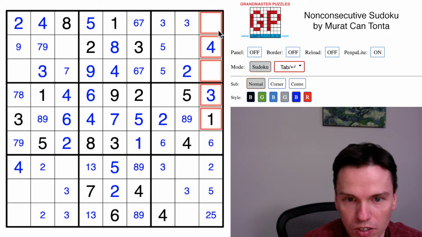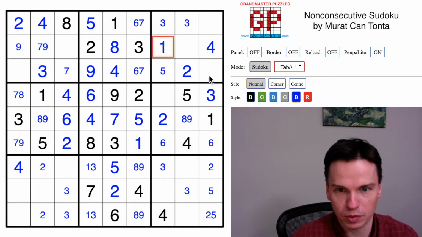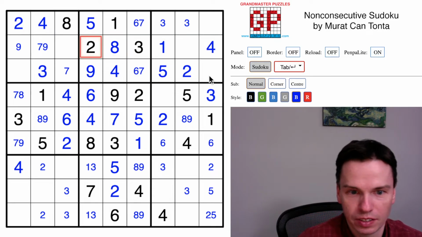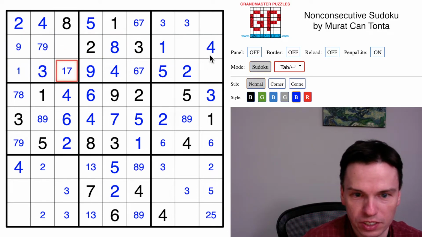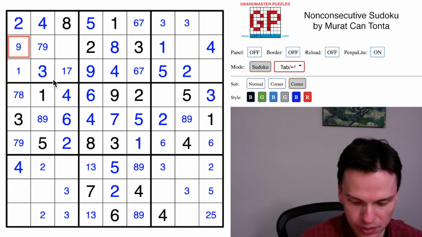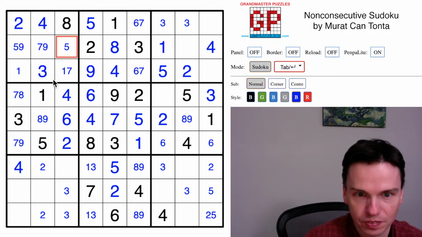Looking at the digit 1, 1 can't be in these cells and can't be near those spaces around the 2, so this has to be the 1, this is the 5. That looks like good progress. It puts a 1 in here, and now means the 5 has to be in these cells.